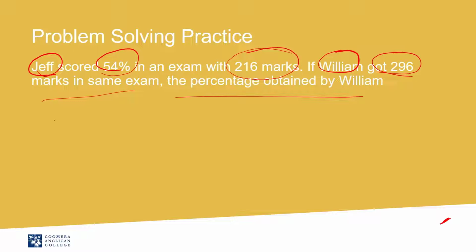So Jeff got 54% and he got 216 marks out of we're not sure in that exam. William got 296 marks out of that exam, and what percentage did he get? All right, have a go, see what you come up with.